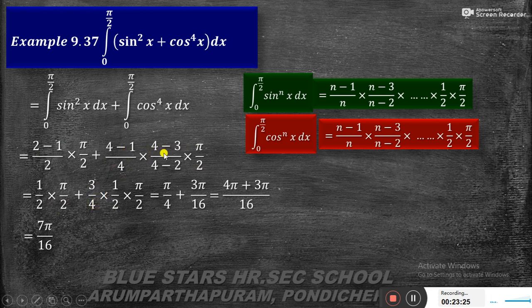Here next, 4 minus 3 means 1, 4 minus 2 means 2, so 1 by 2 into 1 by 2 into pi by 2. Equal to 1 by 2 into pi by 2 means pi by 4, plus next 3 by 4 into 1 by 2 into pi by 2, so 3 pi by 16, 4 2s are 8, 8 2s are 16. So the next step you take 16 as the LCM. 4 4s are 16, so you convert the denominator 4 into 16, multiplying and dividing by 4, that means 4 pi by 16. So 4 pi plus 3 pi, 7 pi by 16. This is the answer for the given integral.